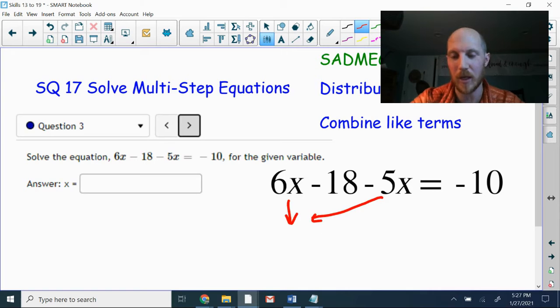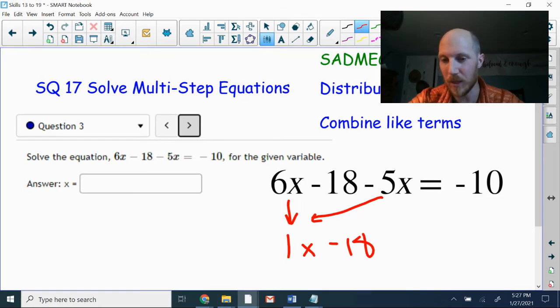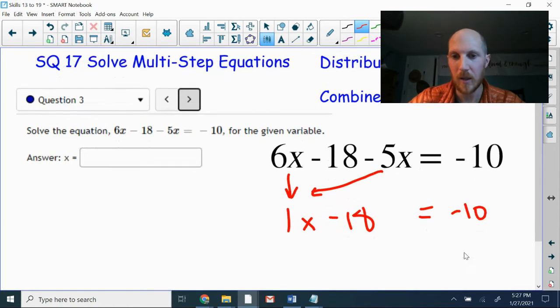Well, I'm going to do the same thing. I'm going to combine the 6x and the minus 5x. So that's going to give me 1x, and I don't need that 1. I'll erase that in a minute, but 1x for now. The -18 comes down. That -5x I combined, so I'm not going to rewrite that, equals -10. And like I said, I will erase that 1 right now. I don't need to say 1x. If I just write a single x, it means 1.